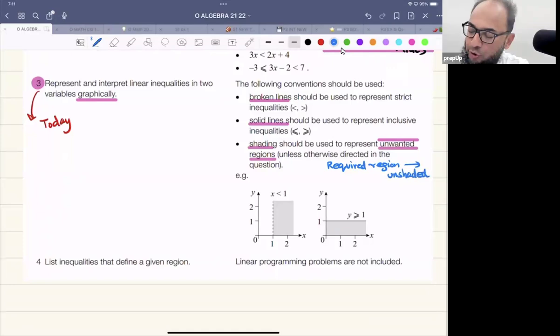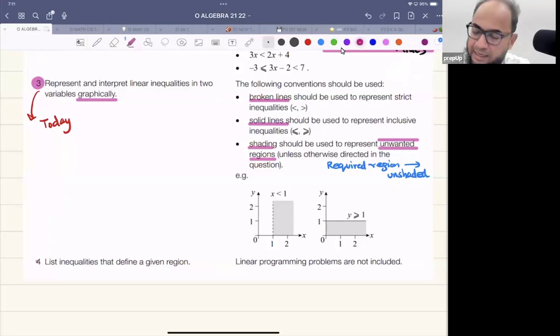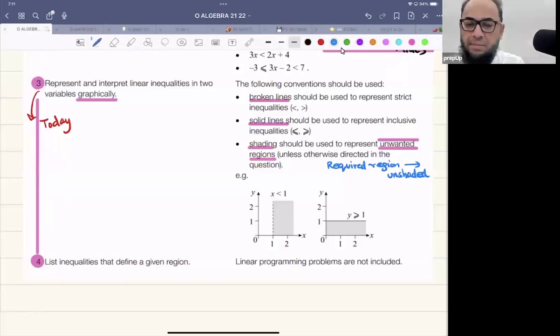y is greater than or equal to 1. So all the values of y above this line will be greater than or equal to 1. Since this is an inclusive inequality, it's a solid line. And then inequalities define a region that is naturally connected with this one. It's not something separate. So these two are exactly the same. So let me just draw a line like this from here to here. It is exactly the same, and I'll just pause for the azan.